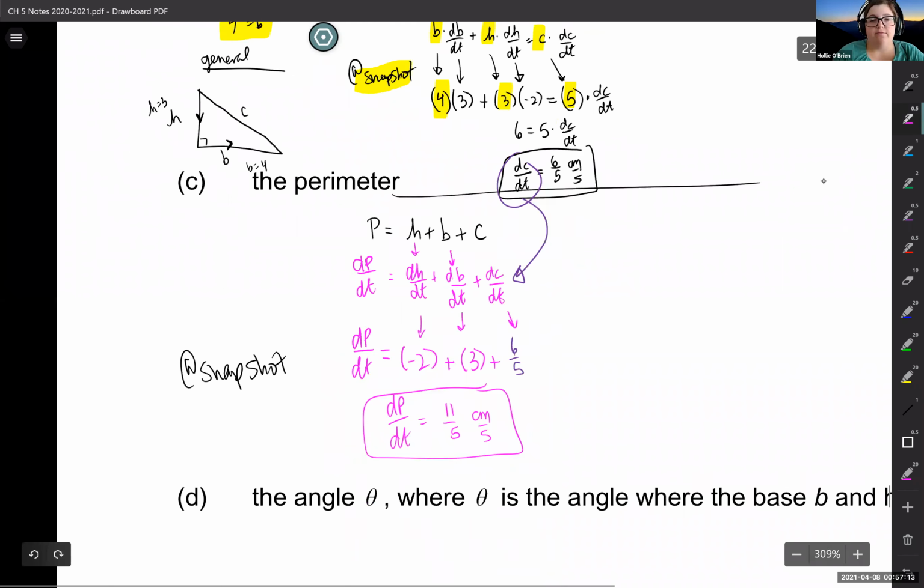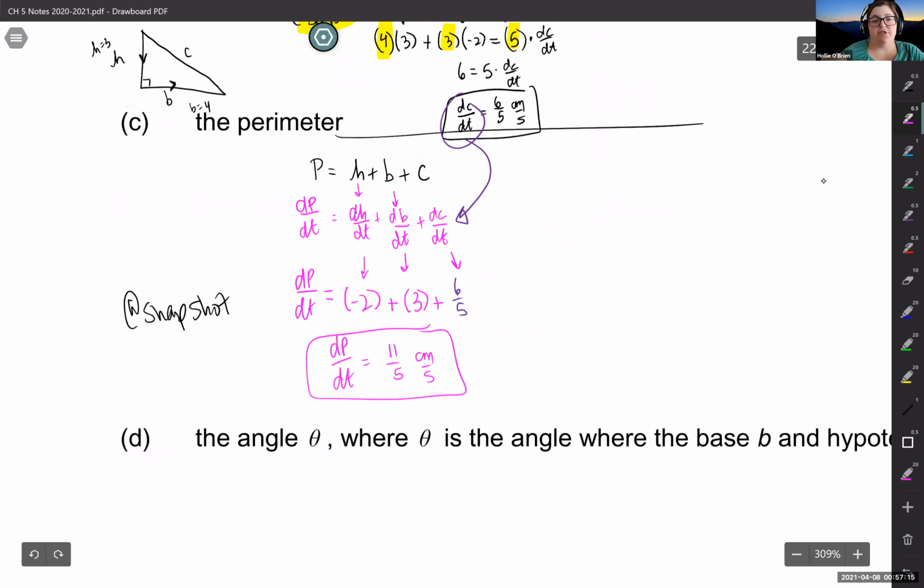See, very short. The trick was, we found the rate of change of the hypotenuse already. We can find the perimeter. No biggie. All right, I'm gonna pause here, make sure we don't have questions before I go on to the next one.